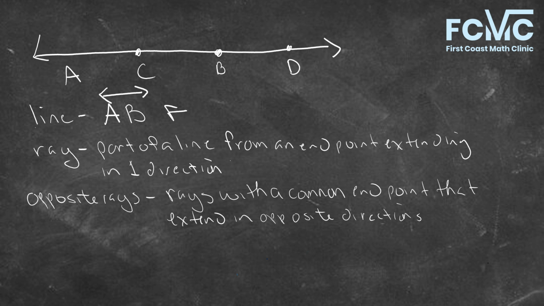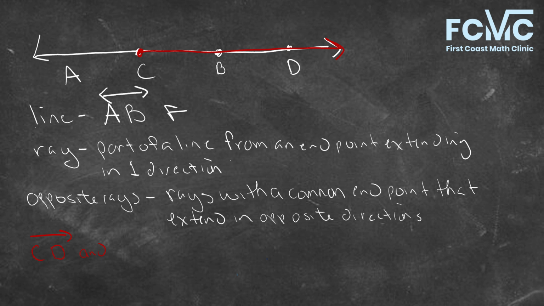Let's identify some pairs of opposite rays from our figure here. So let's start just by identifying our ray. We know how to do this from the previous examples. So endpoint is C going to D. So this is ray, let's call this CD.